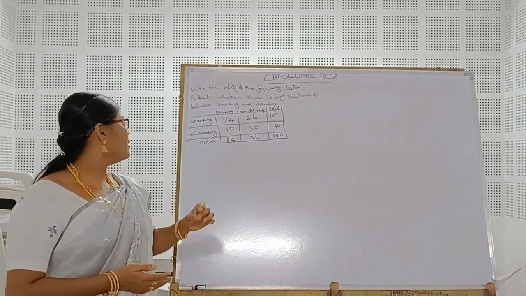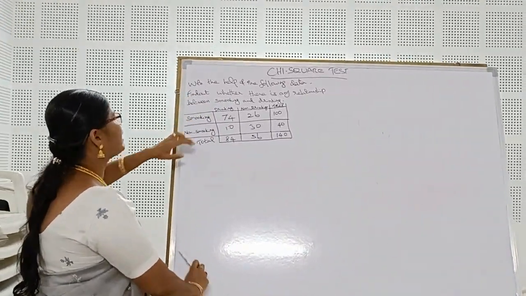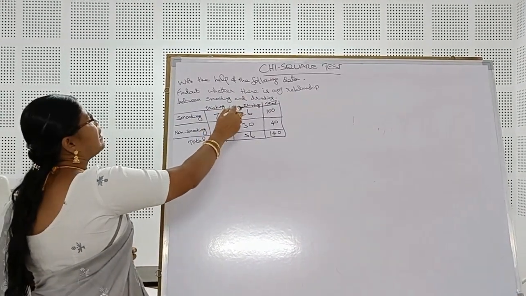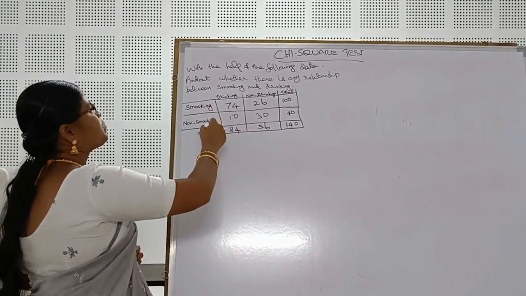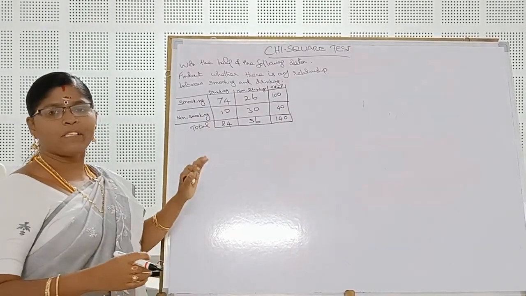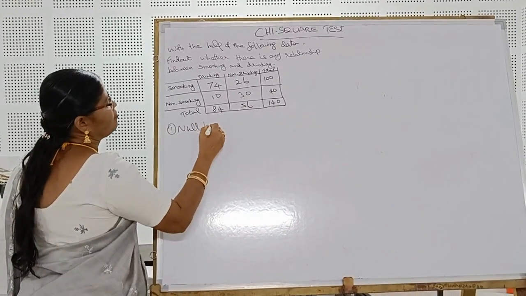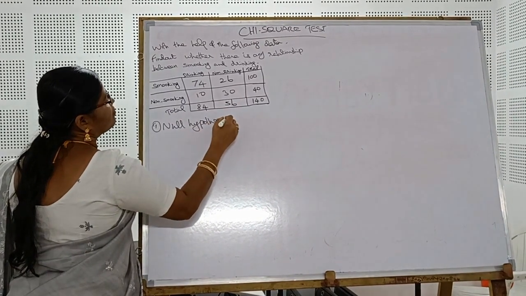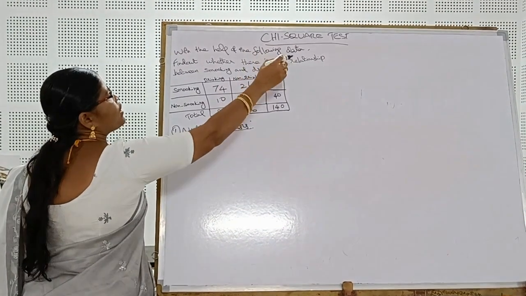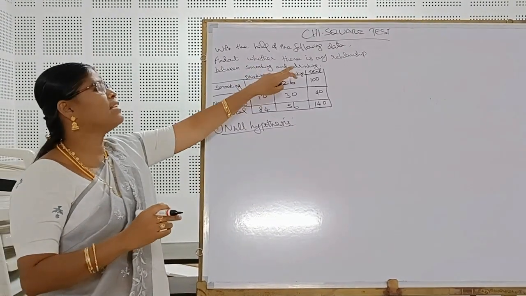Regarding that, a simple problem is given. With the help of the following data, find out whether there is any relationship between smoking and drinking. The smoking and non-smoking persons, and drinking and non-drinking persons are given. The overall total is 140. So in this problem, the first step is you have to frame a null hypothesis. Null hypothesis means it always starts with there is no relationship between smoking and drinking, because two variables only are given, that is smoking and drinking.